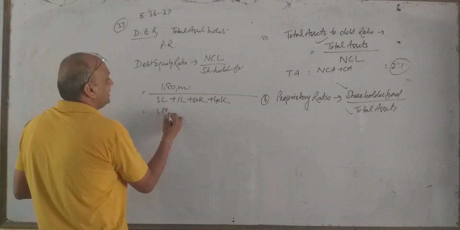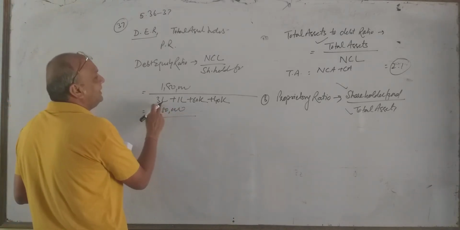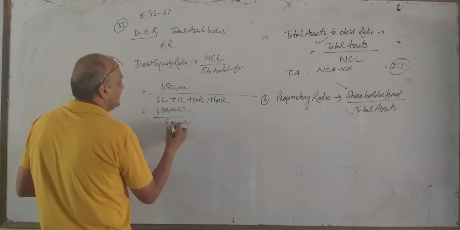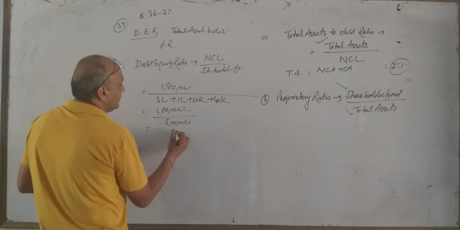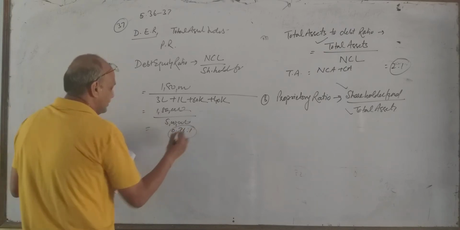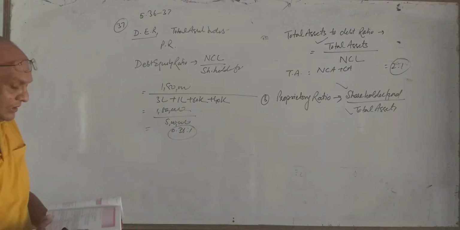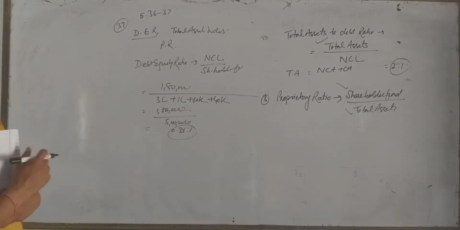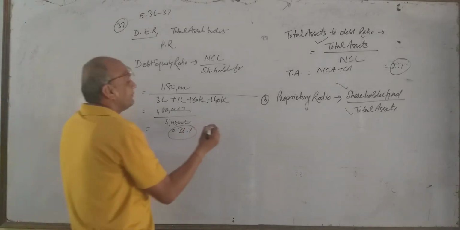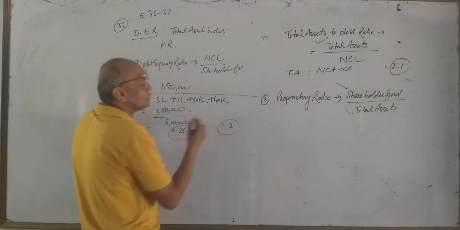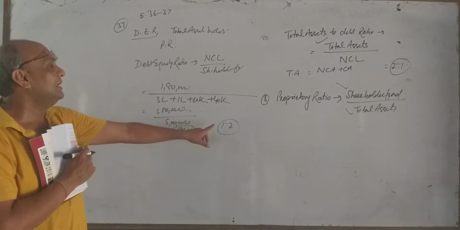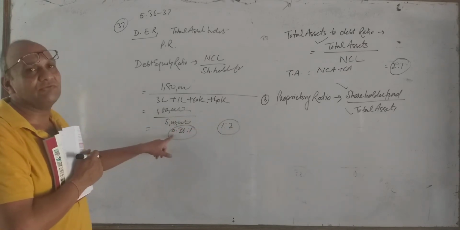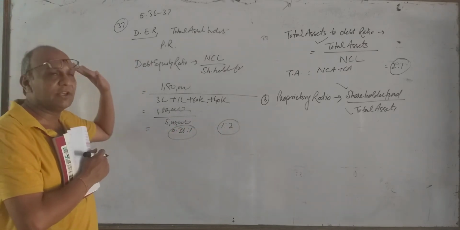So 1,80,000 divided by 5 lakh. It comes 0.36 is to 1. The company's position is good because the normal ratio is 1 is to 2, meaning NCL should be half of our shareholder fund, and ours is less than that. So this is debt equity ratio.